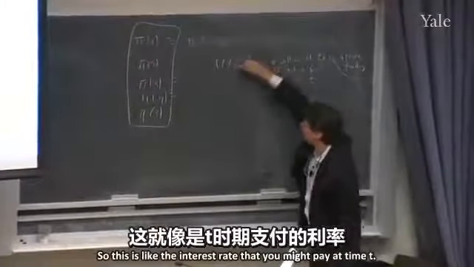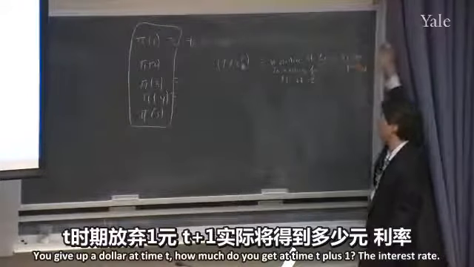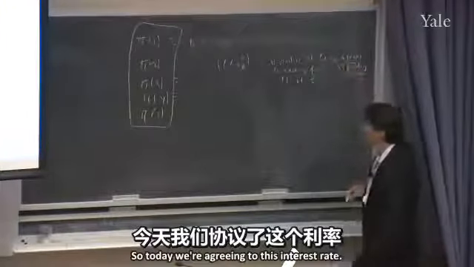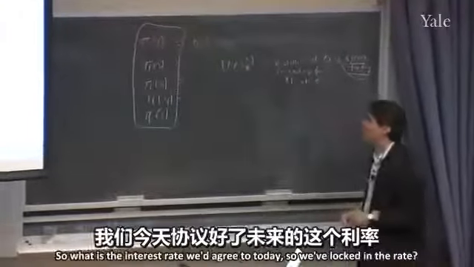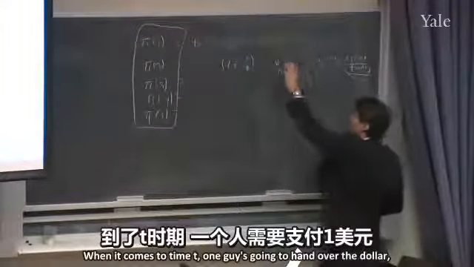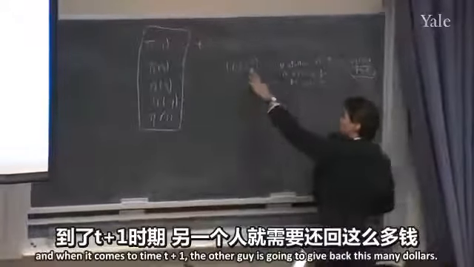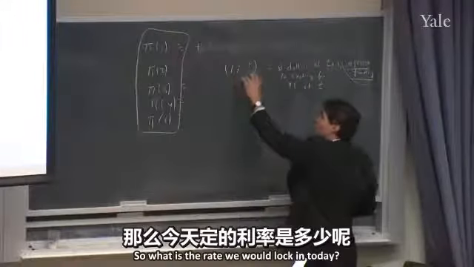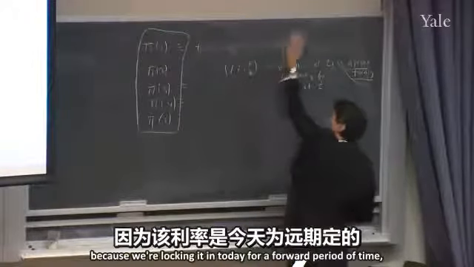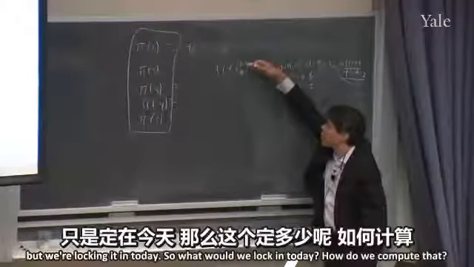So this is like the interest rate that you might pay at time t. You give up $1 at time t, how much do you get at time t plus 1? The interest rate. But we're not there yet. We're agreeing to it today. So what is the interest rate we'd agree to today? We've locked in the rate. When it comes to time t, one guy's going to hand over the dollar, and at time t plus 1, the other guy's going to give back this many dollars. It's called the period t interest rate forward, because we're locking it in today for a forward period of time. But it's really just the normal time t interest rate for 1 year, locked in today.